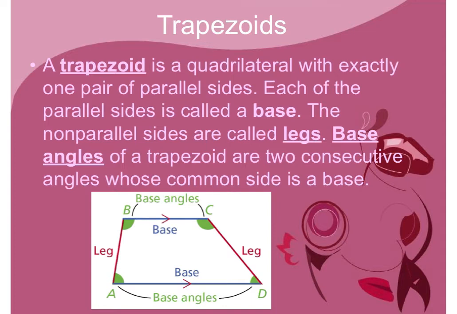Base angles of a trapezoid are two consecutive angles whose common side is a base. So remember, the bases are parallel. The legs do not have to be parallel. And your base angles are the two angles located on both sides of a base.